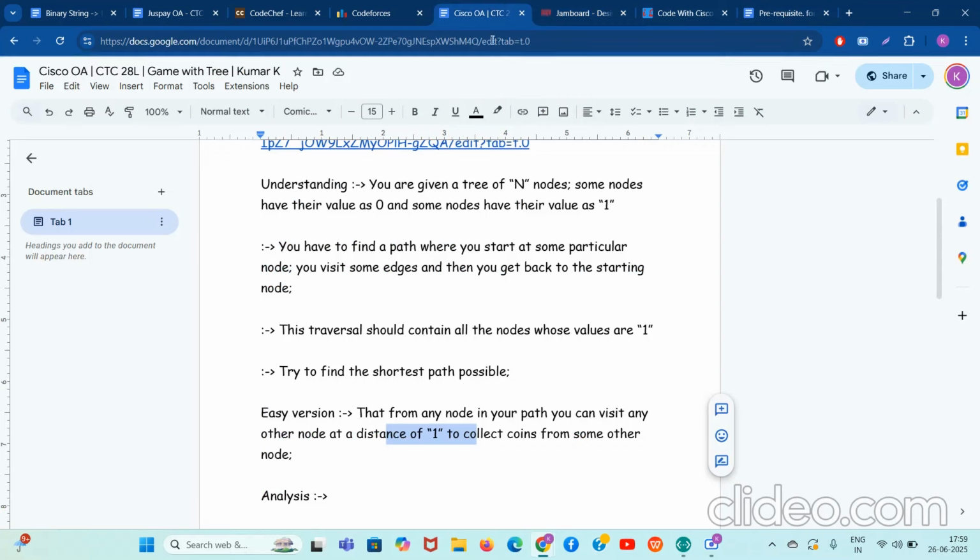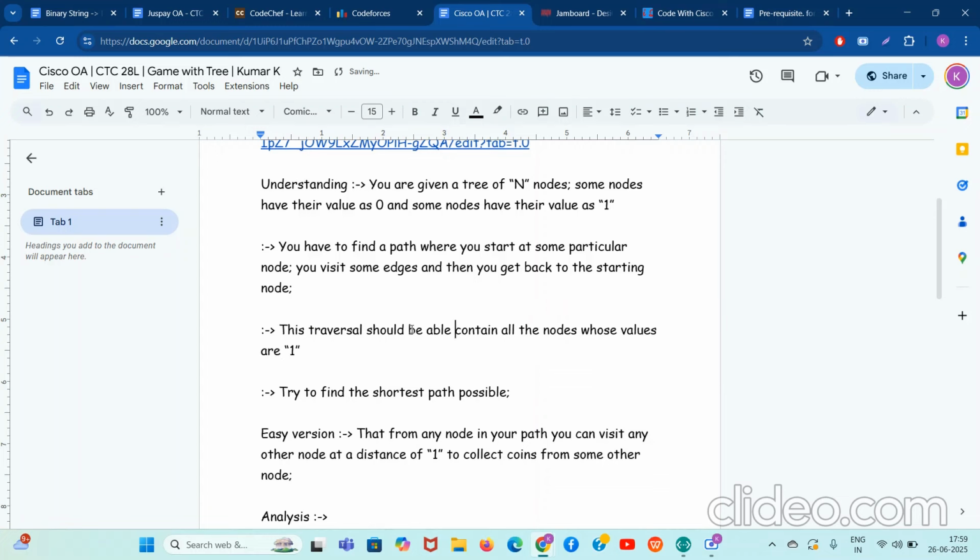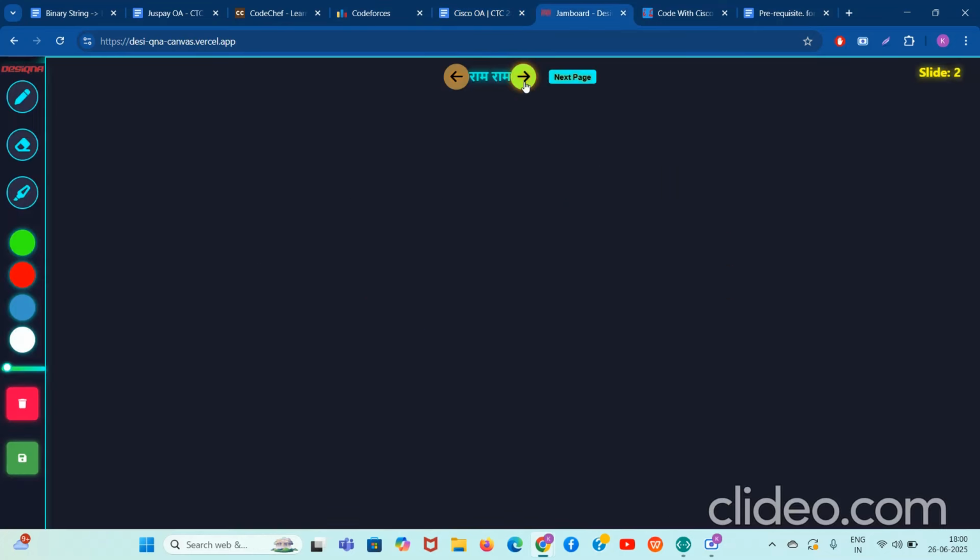Okay, so if I try to write the definition again, you have to find a path where you start at some particular node, visit some edges, and then get back to the starting node. This traversal should be able to touch or contain all the nodes whose values are 1. So I will show you more examples. Now it's clear in your brain. You are a Kumar K student, man. Let's say it's like this.